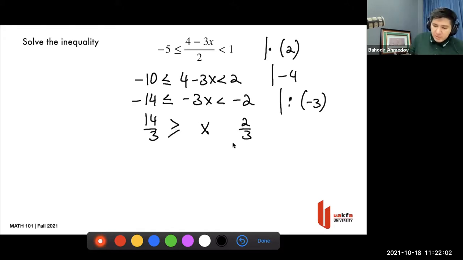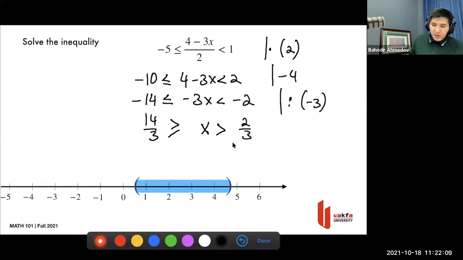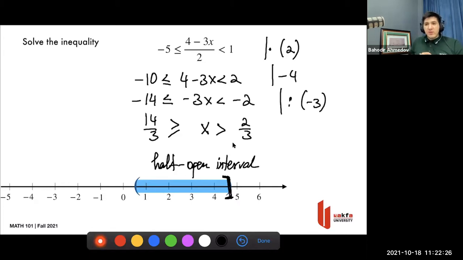Less sign becomes greater. Okay, then the solution for this inequality is going to be all the numbers between 2 over 3 and 14 over 3, where 14 over 3 is going to be included. So here is a typo, here's a mistake. So it's becoming a half open interval. So nothing difficult so far, right?